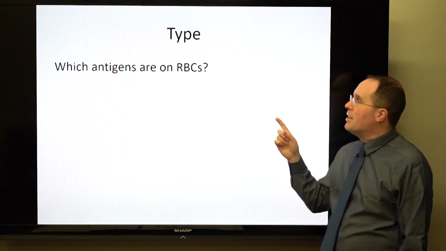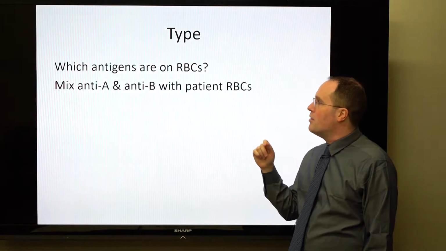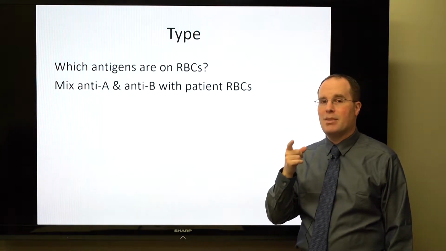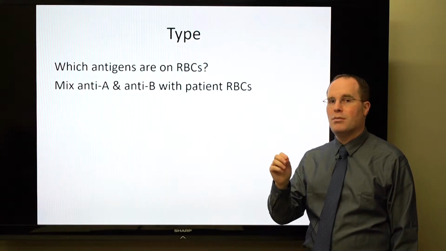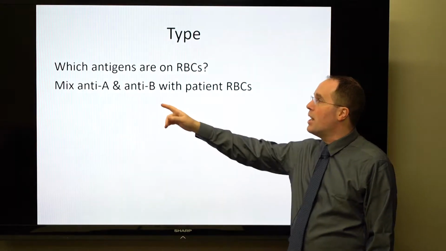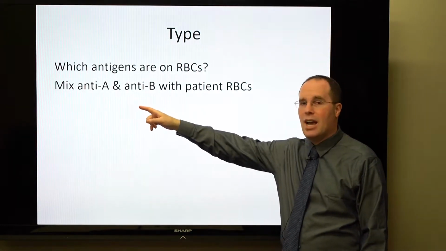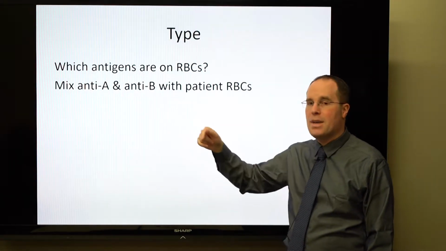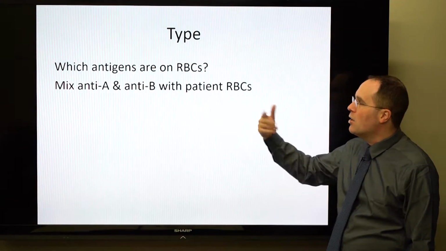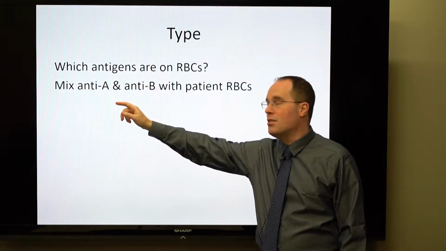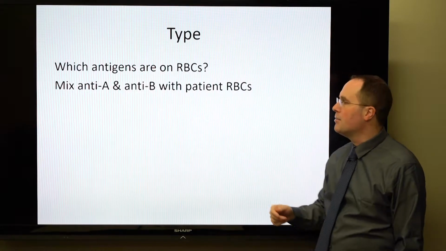So again, the type tells us which antigens are on red cells, and so what is the recipe? It's worth remembering the recipe for these lab tests. What is mixed with what, right? If you could remember that, then you could reason through the rest. So in an ABO type, we're mixing anti-A with patient red cells in one tube. In another tube, we're mixing anti-B with patient red cells. And so, of course, we're asking the question, does the patient have the A antigen? Does the patient have the B antigen, respectively?